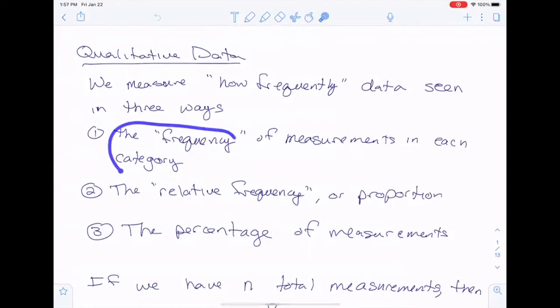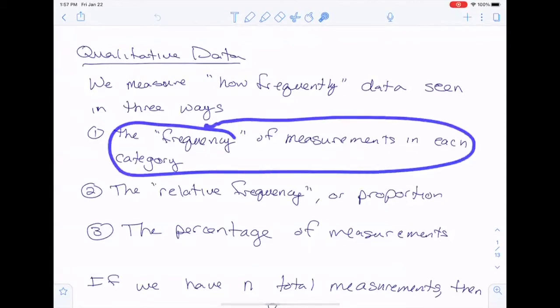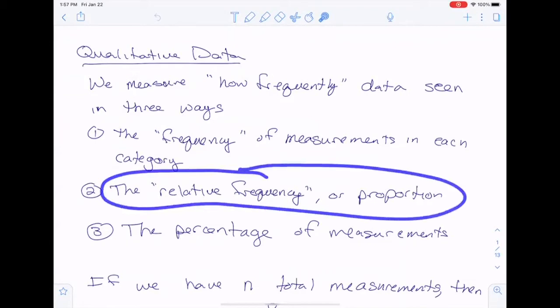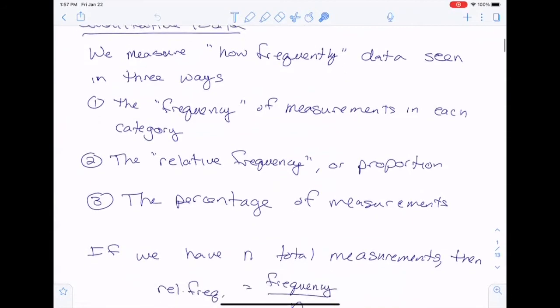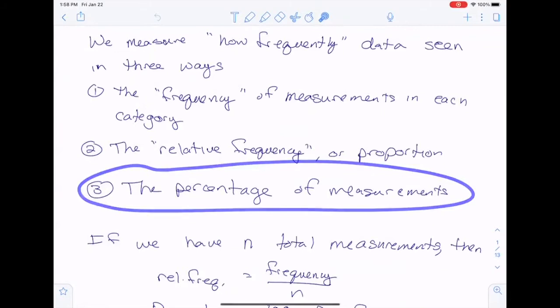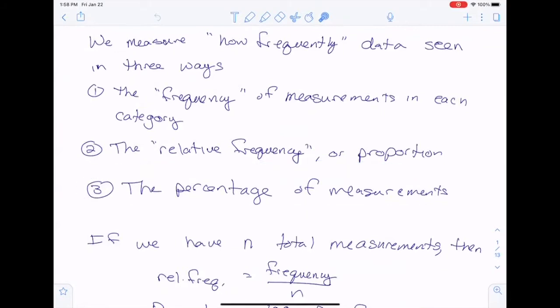We can look at it just by the frequency of the measurement, right? How many tallies can we have for each category? Next, we might want to know, well, what is the relative frequency, or what is the proportion or probability that that category is seen in the data? And then the third is the percentage of measurements we might see. What percent of people in this class were born in Pennsylvania versus born in New Jersey versus born outside of kind of the mid-Atlantic region.